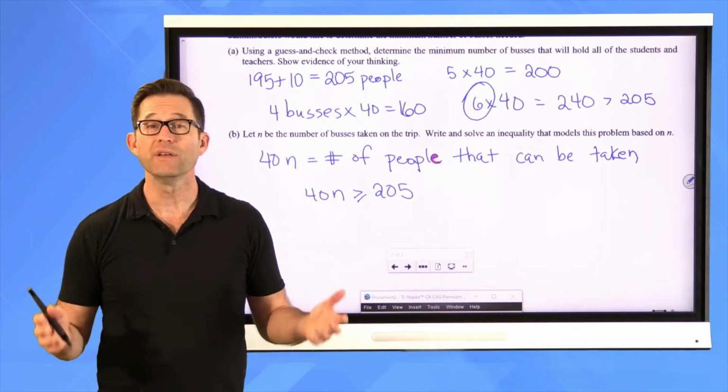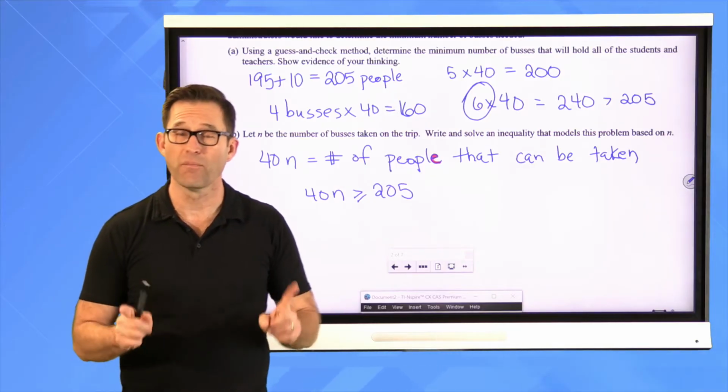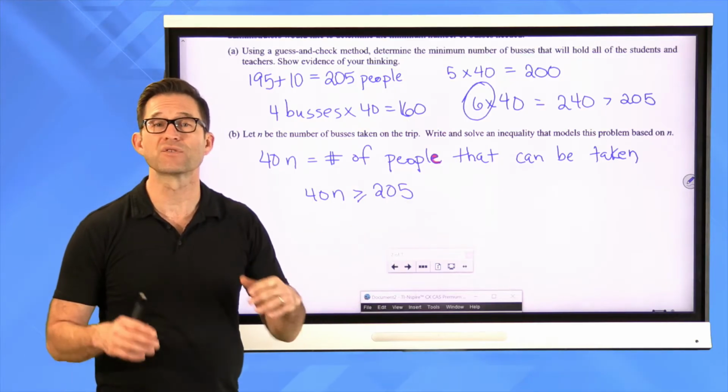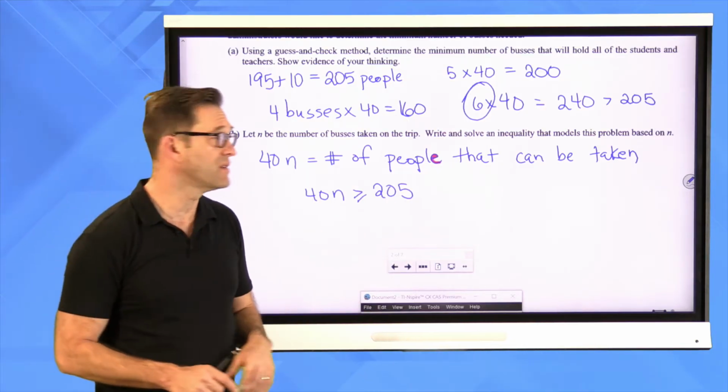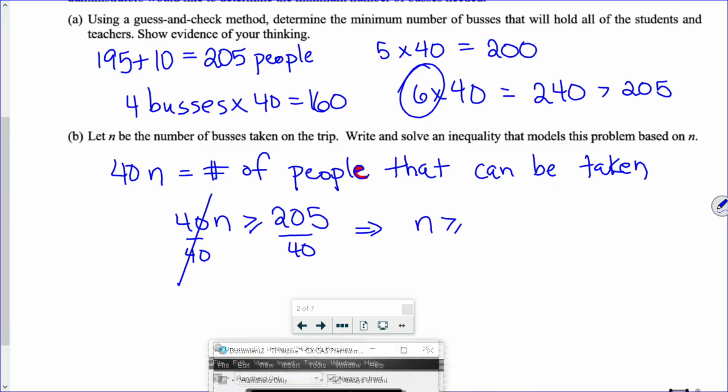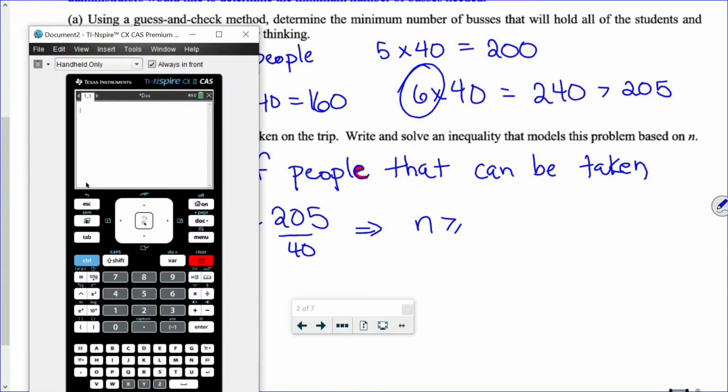Okay? This is going to be a very easy inequality to solve. But I want to be very clear. This inequality is actually what is modeling what's going on in this problem. To solve it, it's as simple as just dividing each side by 40. Now, since we divided by a positive number, that's not a problem at all. And this will tell me that n is greater than or equal to, well, let's find out. We just need to do 205 divided by 40. And that's going to be n is greater than or equal to 5.125.